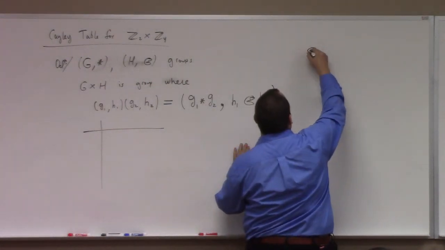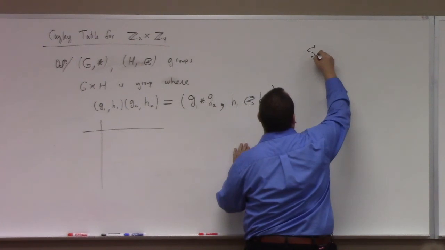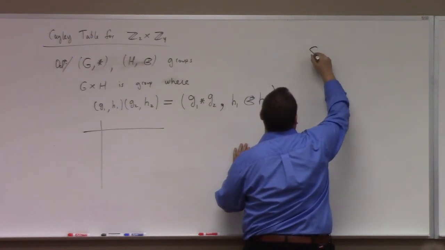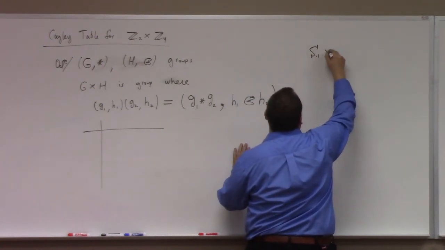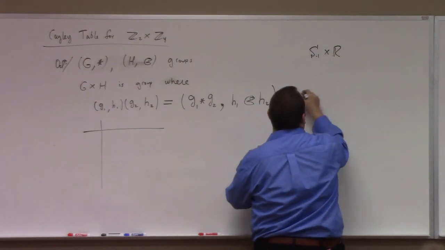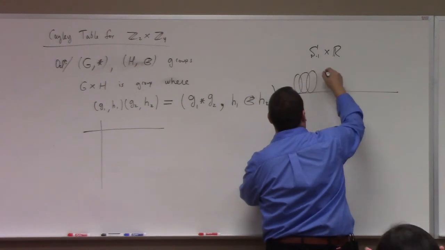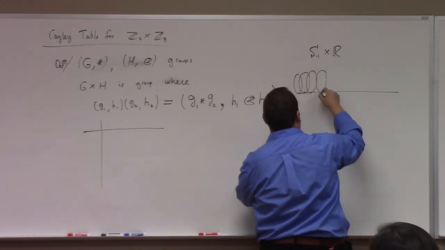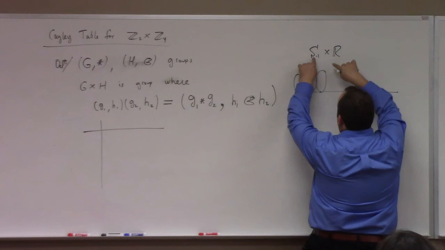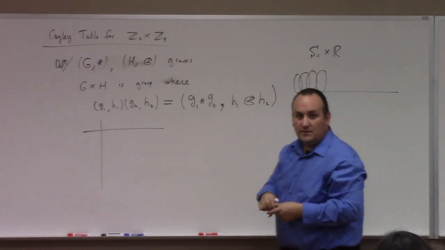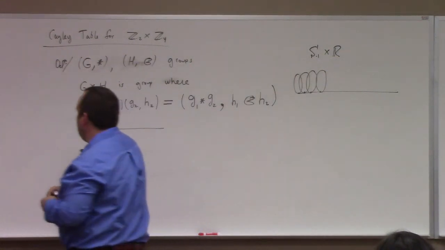Here's the geometric one. If I take the circle and I Cartesian product with the reals, I would think about this as taking the real line and just sticking a circle at each point. That's to me what a Cartesian product is. It's a way of gluing this set onto that set or vice versa. So it's a cylinder. We don't need all that here.